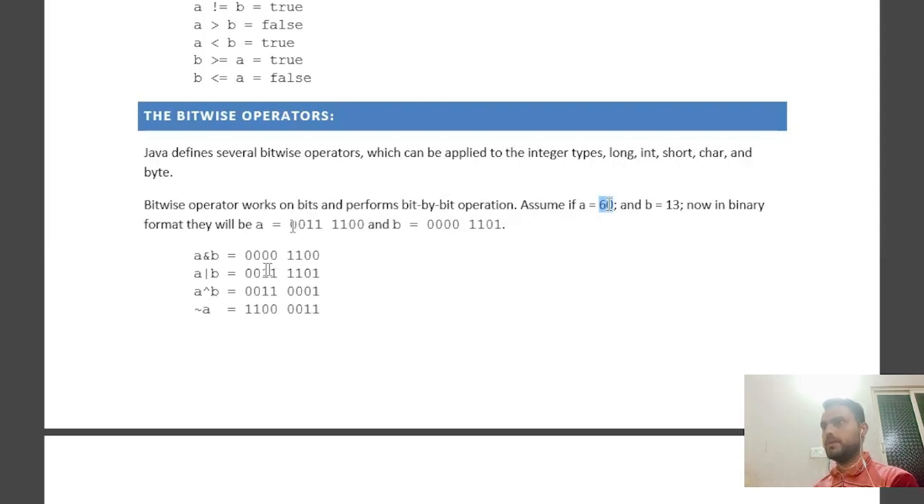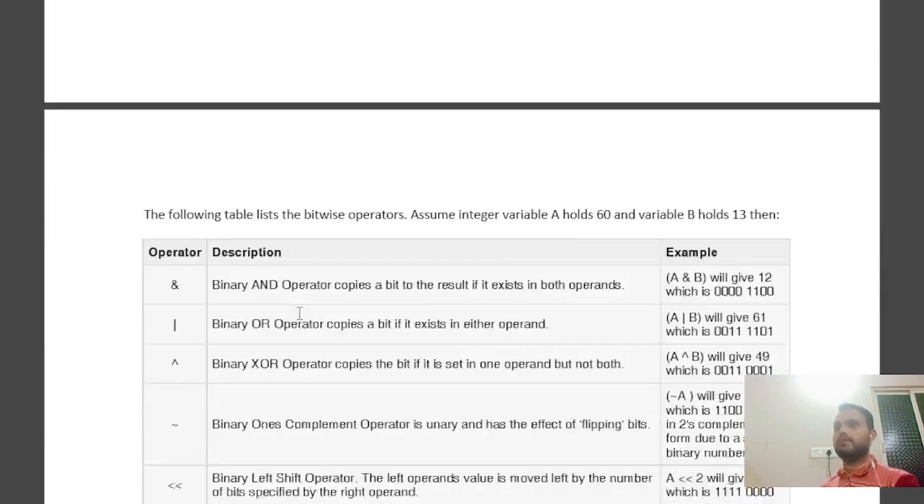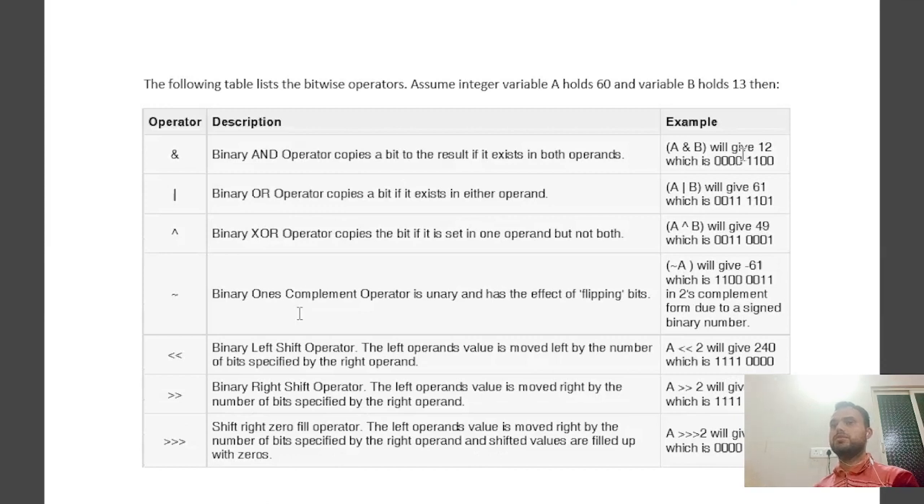So here is the a and b operator, here a or b operator, here a xor b, not a, these are the operators. So bitwise operators are here. See what is the value? A and b will give 12, which is 0 0 0 0 1 1 0 0. How can we do AND? AND means it is a way to test if the bit exists in both the operands. If suppose a is 1 and b is 1, then only your answer will be 1. Otherwise all will be 0.